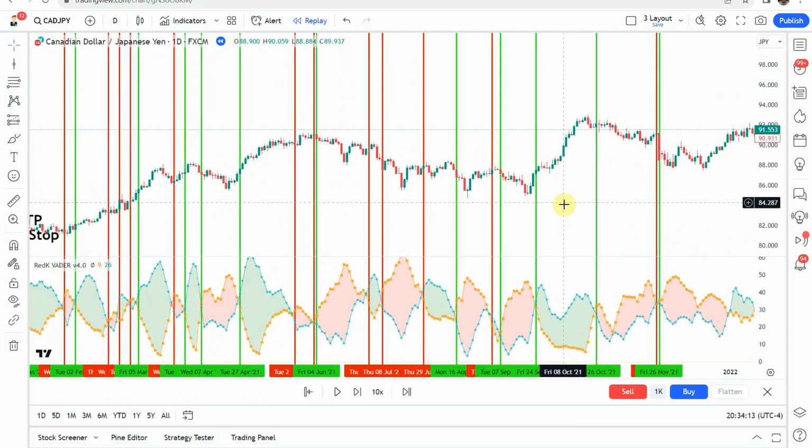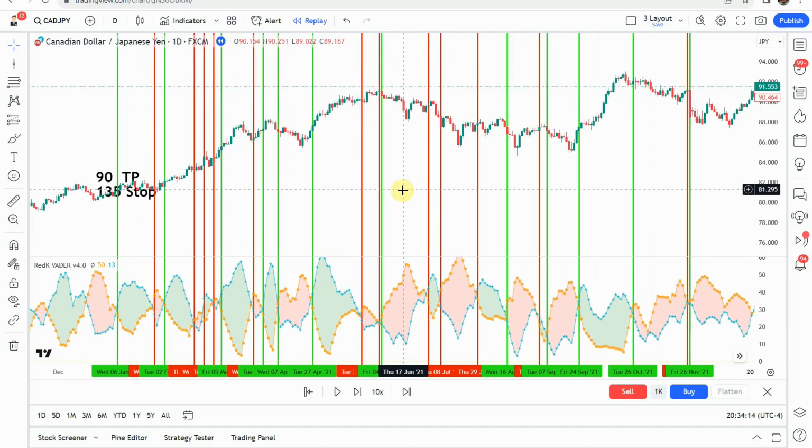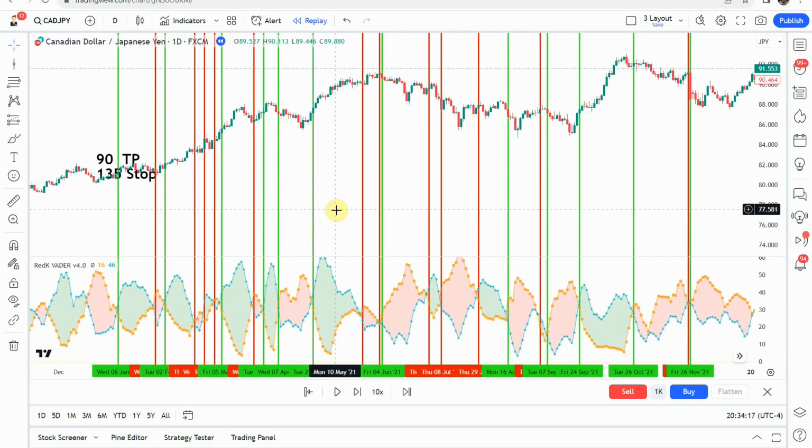Alright, so let's go ahead and take a look at our indicator here. So let me scroll back. We definitely got a decent number of trades within the 1 year's time. So let's go ahead and count these out and see what we have. 1, 2, 3, 4, 5, 6, 7, 8, 9, 10, 11, 12, 13, 14, 15, 16, 17, 18, 19, 20, 21, 22, 23, and 24. So 24 trades within the 1 year's time.